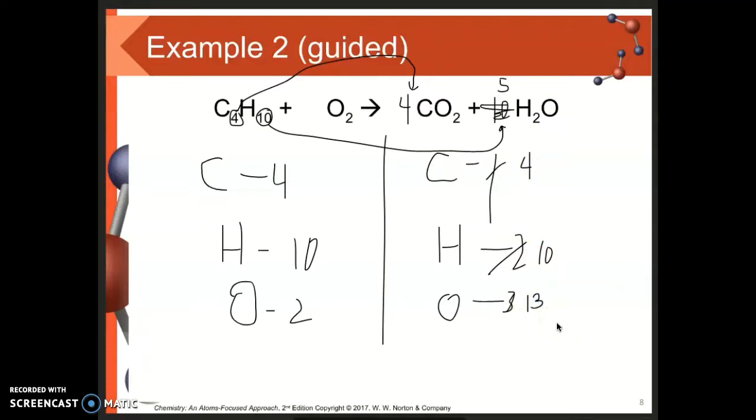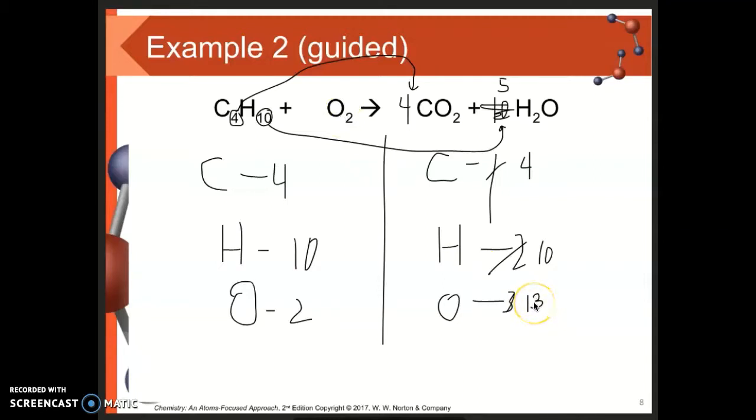Now, this provides us with another dilemma. I've got my carbon and my hydrogen balanced as is. Problem is, I don't have a way of getting 13 oxygens on the reactant side, because every single one of my oxygen molecules has oxygen coming out in pairs. So I'm always going to get an even number of oxygens. So how do I get 13 here?